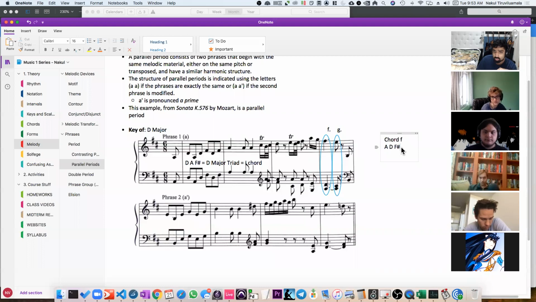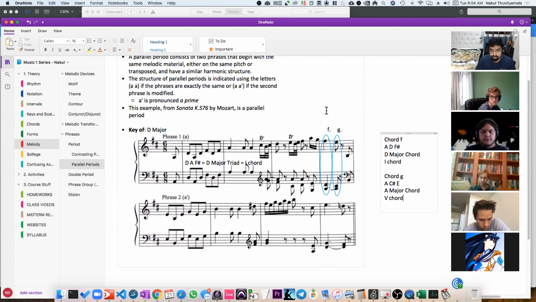Okay, someone said the 1 chord. Great, it's a D major chord. Equals the 1 chord. Great, so let's look at chord G. Okay, so what do we have? What notes do we have? A, C sharp, and E, which happens to be what chord? Right. It happens to be an A major chord, which happens to be a 5 chord.